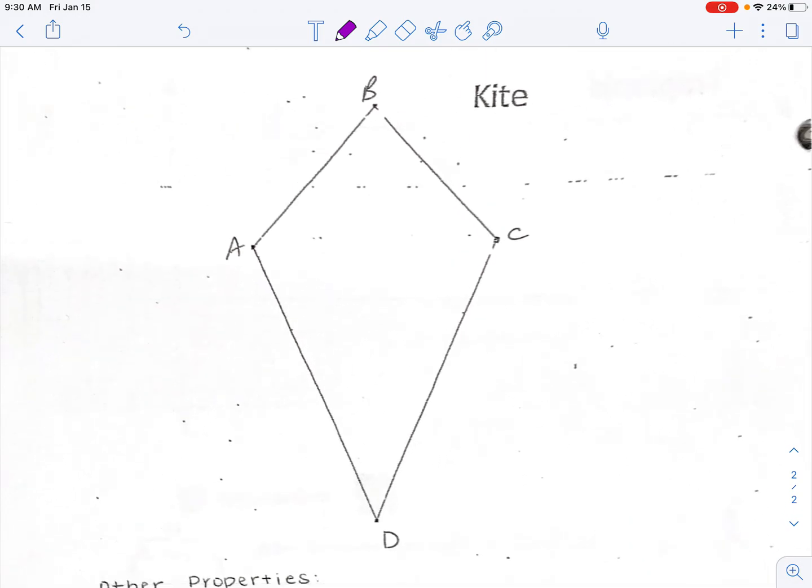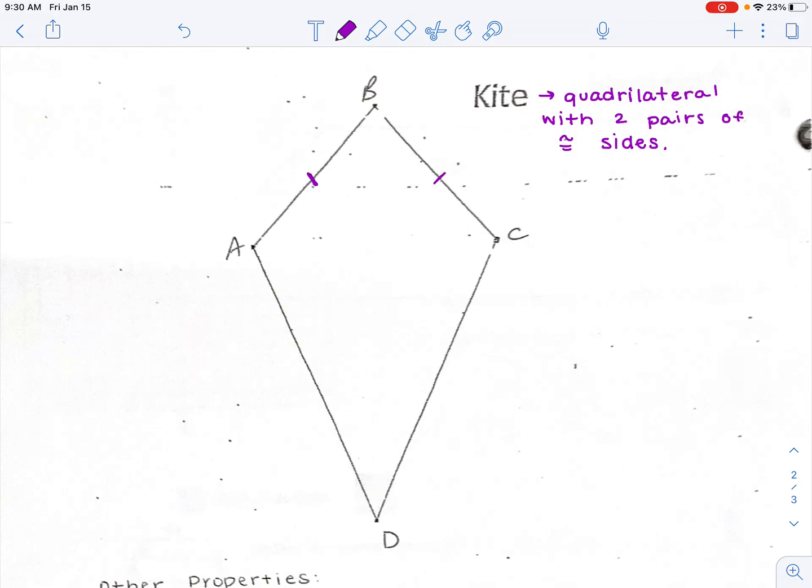Our last shape is going to be the kite. So the kite is a quadrilateral with two pairs of congruent sides. So same thing, this is not a parallelogram. The opposite sides are not parallel, all right?